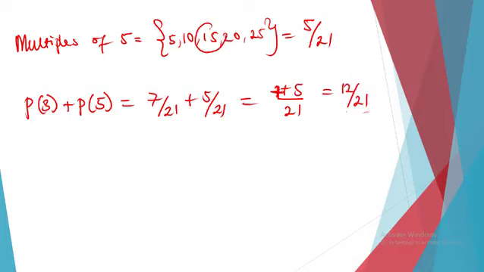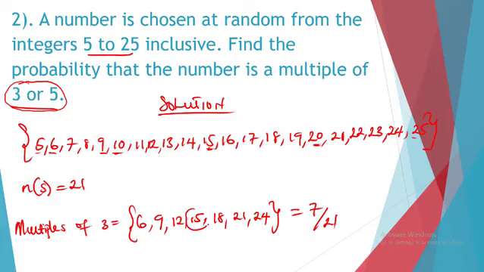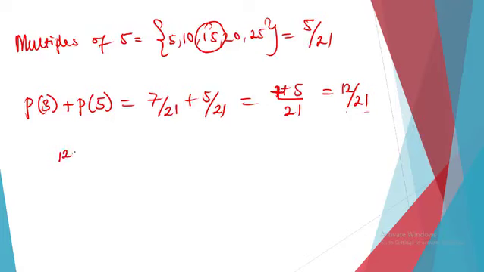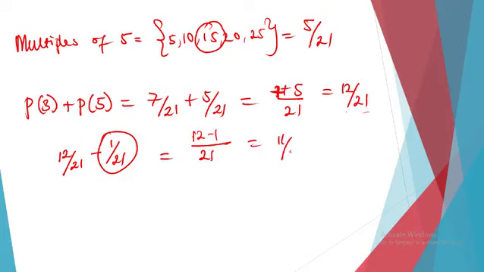Now I want you to observe something: 15 appeared as a multiple of 5 and also appeared as a multiple of 3. So therefore we cannot leave both of them. 15 should be counted once. Every number should be counted once. So because of that, we then have 12 over 21 minus 1 over 21. This one now is for that second 15, so we subtract the second 15 from this, and therefore we have our LCM to be 21, 12 minus 1, which will then give us 11 over 21, and that's our answer.